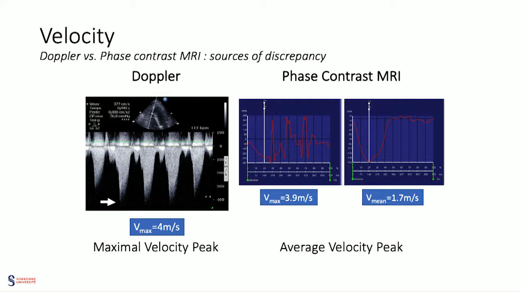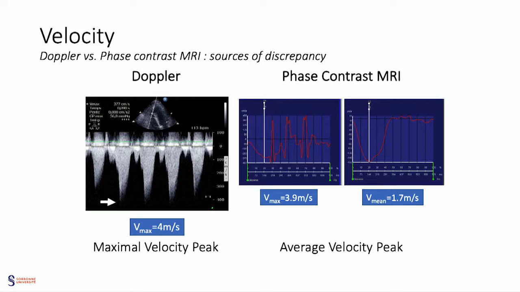maximal velocity, here 4 meters per second in the aortic stenosis, not to be mistaken for the peak mean velocity, for which we have a very high reproducibility with MR, much less with the maximal velocities because of noise issues.